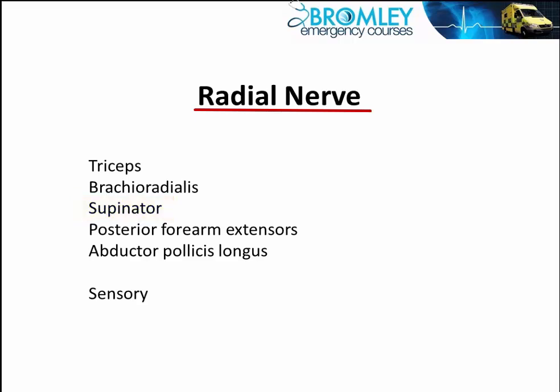It also deals with all of the muscles in the back of the forearm, and those are all the extensors of the wrist, extensors of the fingers and of the thumb, and also the abductor pollicis longus. So the other side, ulnar and median nerve, deal with all the flexor muscles, and the radial nerve deals with the extensors and the long abductor. And of course, it also has a sensory role as well.